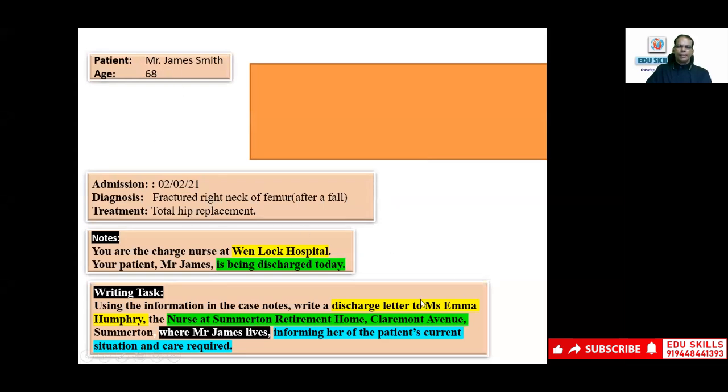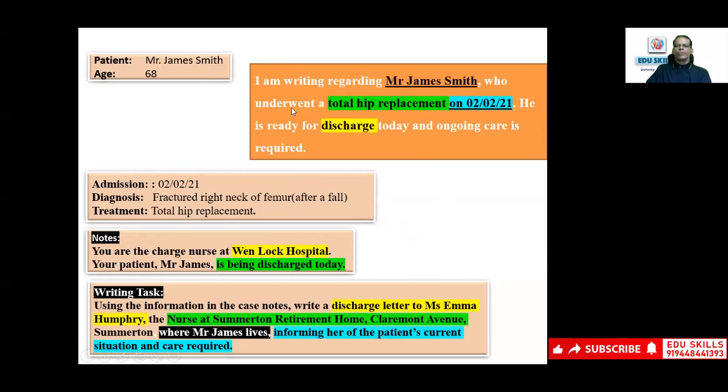So based on these details, just go through them. Patient name, Mr. James Smith, age 68, admission 2/21, diagnosis fracture right neck of femur after a fall. Treatment, total hip replacement. The cause is put in brackets because they may not always give a cause for a particular medical issue, though sometimes they do. Then the notes and the writing task. So, I am writing regarding Mr. James Smith, who underwent a total hip replacement on 2/21, is ready for discharge today, and ongoing care is required.